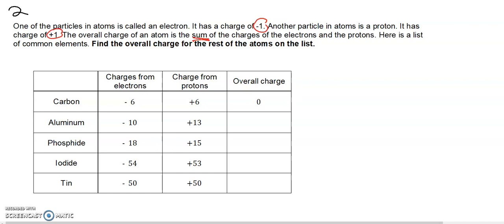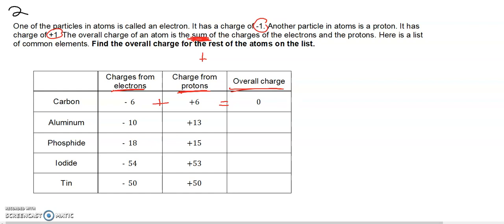All right. So basically, what it's telling you is the sum. The sum is the answer to an addition problem. The sum of the electrons and the protons, or the charges from those two different particles, is going to give you your overall charge for the actual atom. So in this case, we have -6 plus +6, which gives you a 0 for carbon. So the overall charge of one carbon atom is 0. It's a neutral charge.